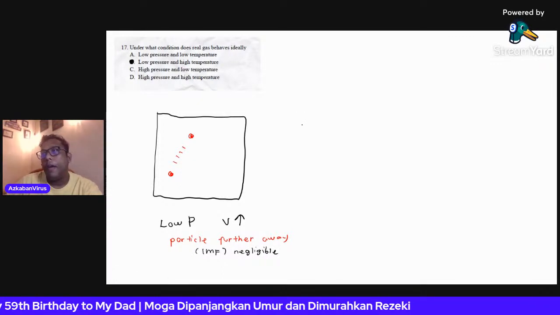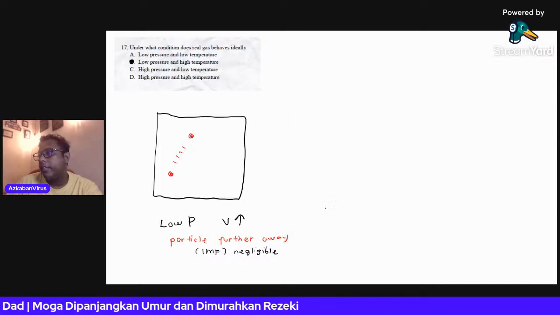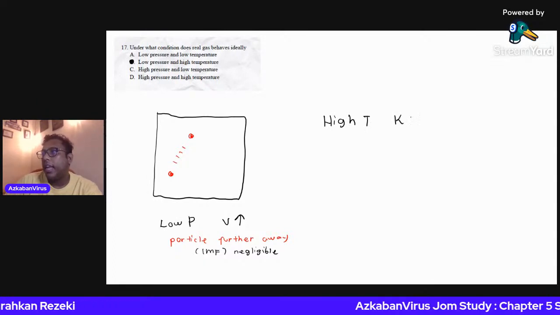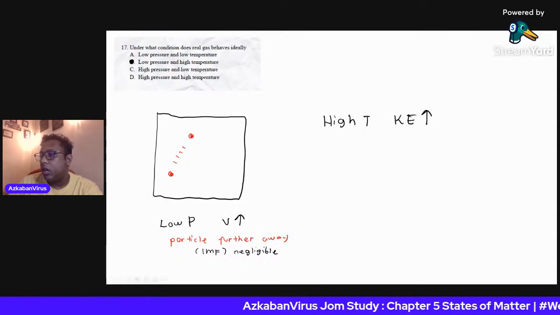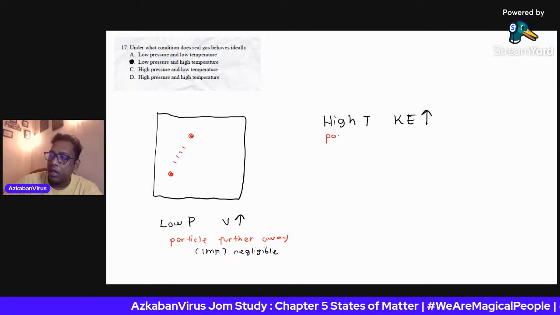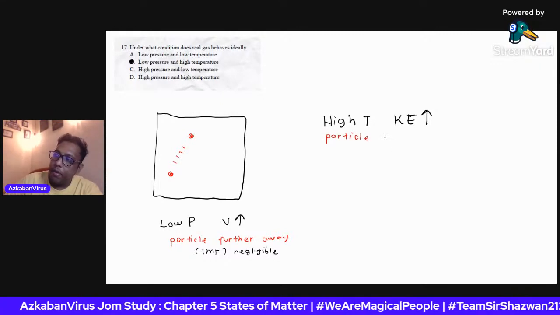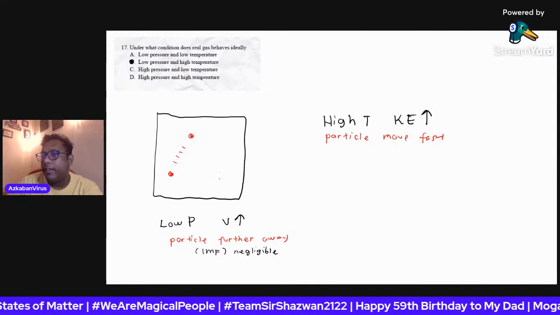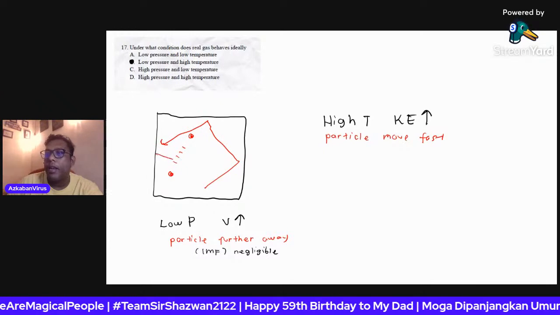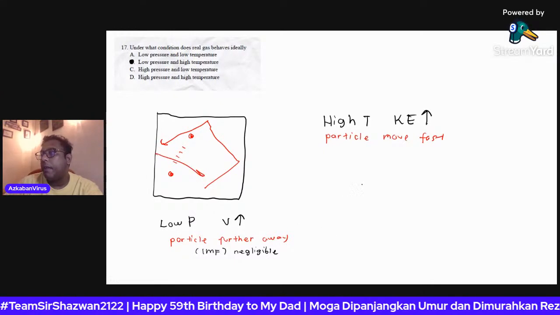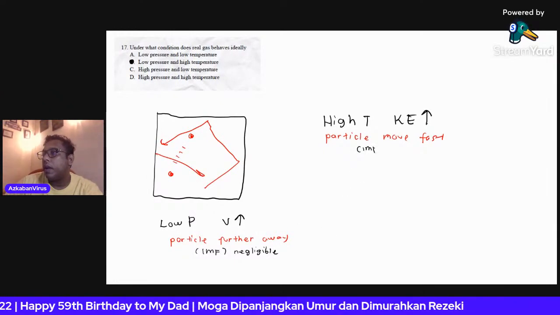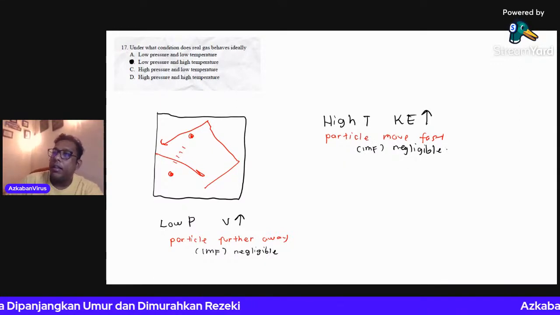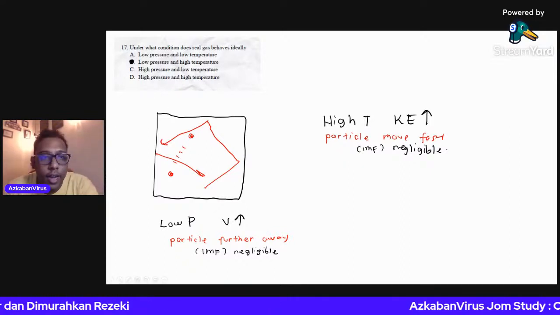Okay. Kenapa at high temperature? At high temperature, kinetic energy dia tinggi. So, particle move fast. Partikel tu akan bergerak dengan sangat cepat. Dia sampai tak perasan pun ada partikel-partikel lain, menyebabkan IMF dia jadi negligible. Sebab itulah condition dia at low pressure and high temperature.